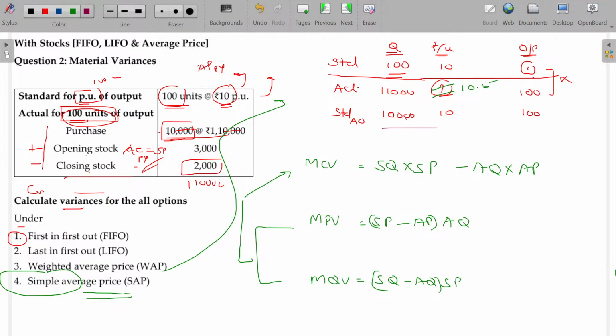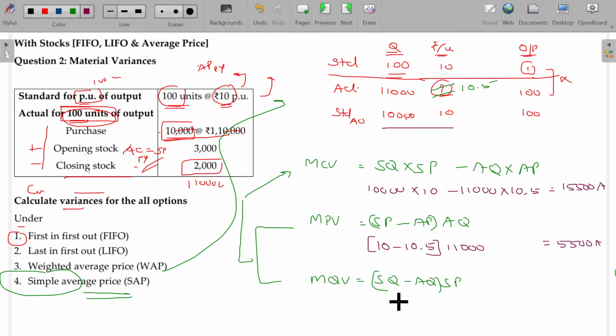Standard quantity 10,000 into standard price being 10 rupees, actual quantity being 11,000 and actual price being 10.5. Yes, come on, tell me the value. 15,500 adverse. Standard price 10 and actual price 10.5, actual quantity being 11,000, 5,500 adverse. And material quantity variance: standard quantity 10,000, actual quantity 11,000, standard price being 10, so 10,000 adverse. If you add up these two, of course, you'll be getting this value. Correct.